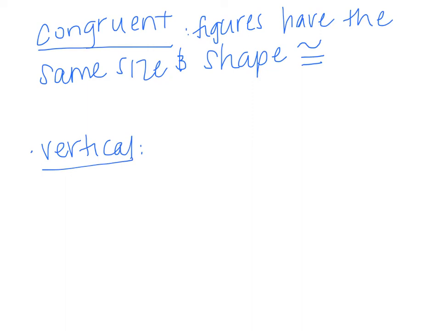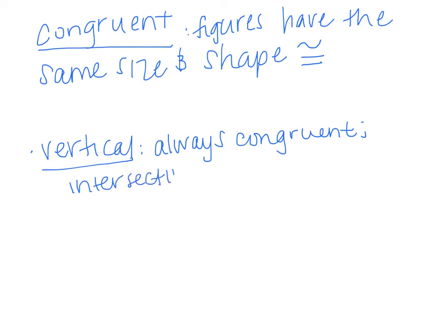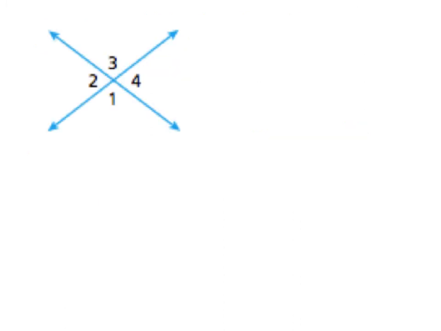And vertical angles are always congruent. So they're going to be the same size and the same shape. And they are also intersecting lines. And I'm going to show you an example in a second. Okay, here is an example of vertical angles. So notice that we have 4 angles here. We can call these angle 1, angle 2, angle 3, and angle 4.